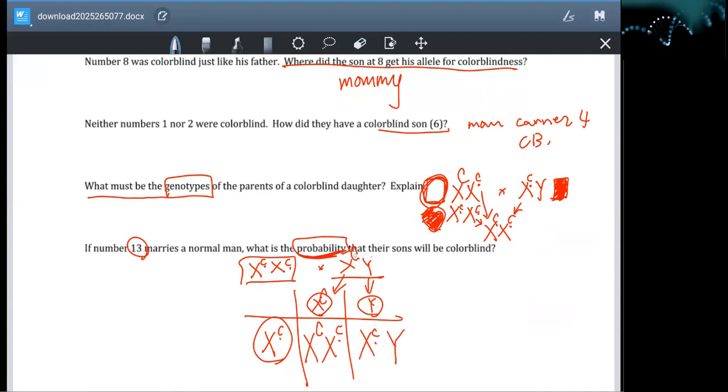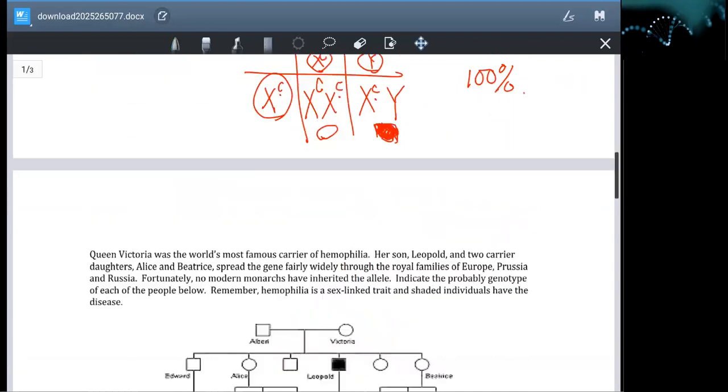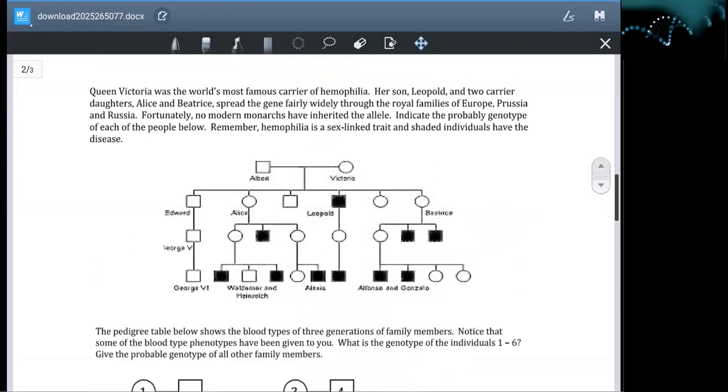So what is the probability that their son will be colorblind? Well, do you see any other possibility for the son except being affected? No, all sons will be affected. So what is the possibility that their son will be colorblind? It will be 100%. Okay, so any colorblind mommy will have a colorblind son. That's a given. Okay, so that is the first question. Let's move on to the second question.